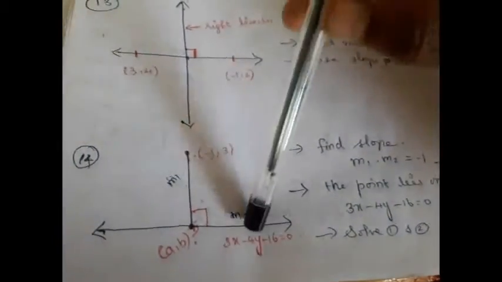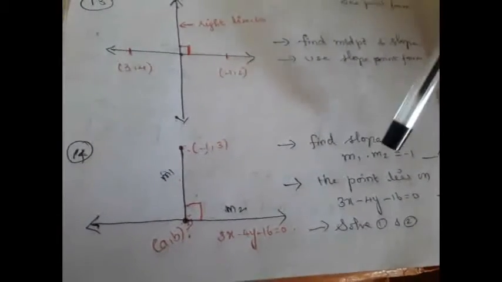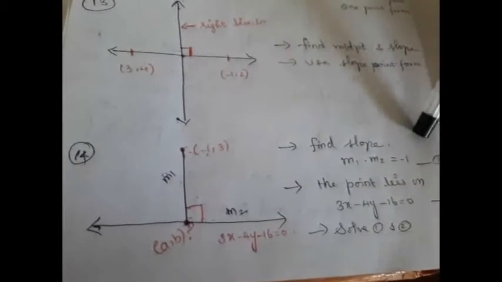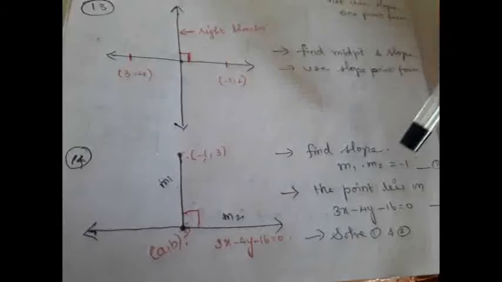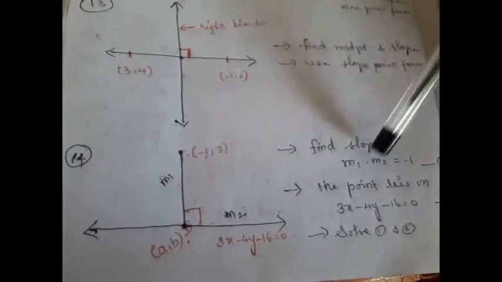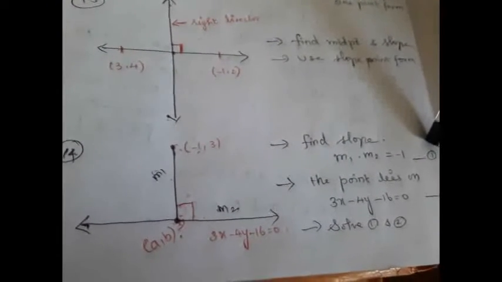What is the relation between m1 and m2? We know the product of these two will be equal to minus 1. So substitute m1 and m2 in this, which is equal to minus 1. We will obtain an equation in terms of a and b.